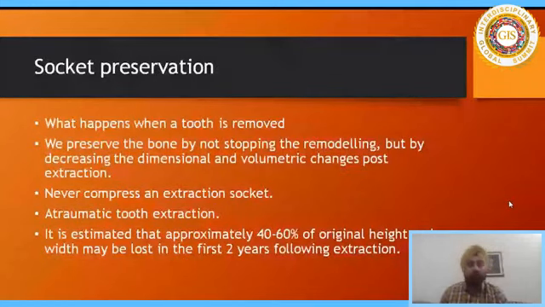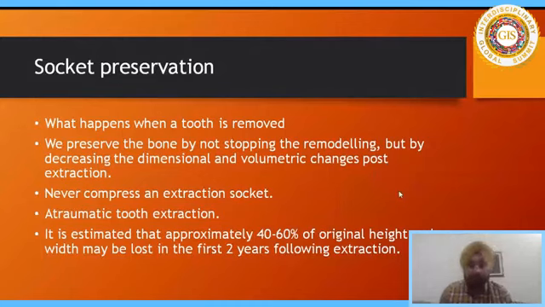We preserve the bone by not stopping the remodeling. We cannot stop the remodeling, but we can decrease the dimensional and volumetric changes post extraction. In our colleges, we were taught to compress the extraction sockets, but that has altogether changed. We never compress an extraction socket after extraction. We follow atraumatic tooth extraction.